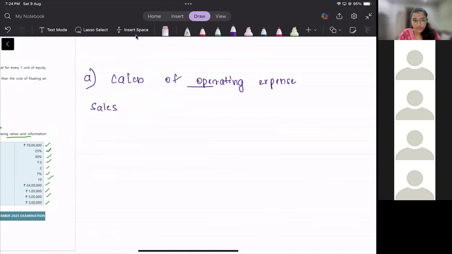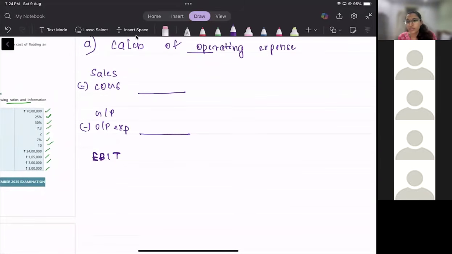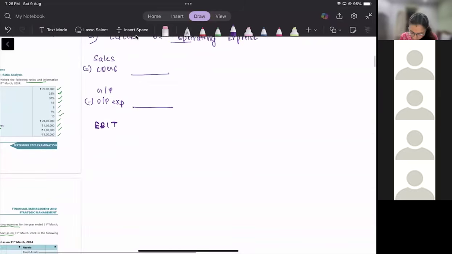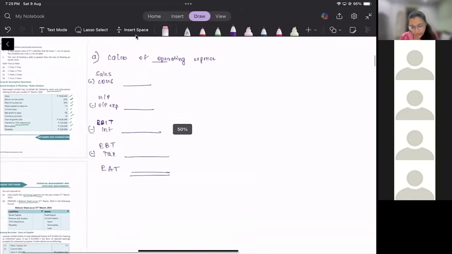Yes, okay ma'am, yes. So sales less cost of goods sold. What do we get here? We get the gross profit, right? From this, if we reduce our operating expense, we get our EBIT. Correct? Sales minus cost of goods sold gives you gross profit. And from gross profit, if you reduce your operating expense, you get EBIT. And then EBIT minus interest, EBT, minus tax, EAT.